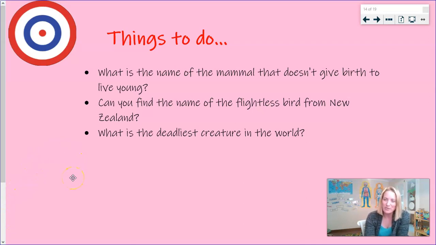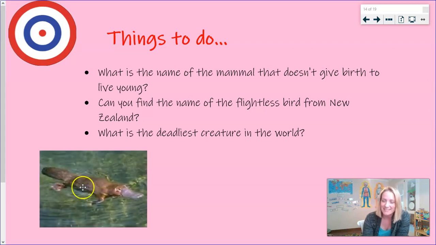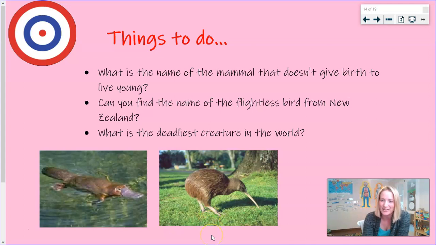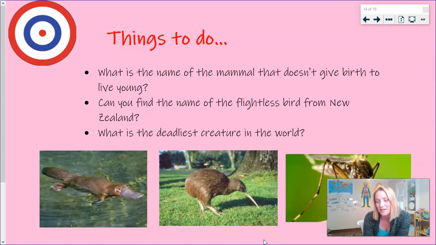The name of the mammal that doesn't give birth to live young, but in fact lays eggs, is the duck-billed platypus. What is the name of the flightless bird that comes from New Zealand? Well, we have the ostrich in Africa, Antarctica have the penguin, and New Zealand have the kiwi bird. And lastly, the name of the deadliest creature in the world. Often people will think it is some form of snake or reptile, but it is in fact the mosquito. And the mosquito, I'm afraid, spreads a disease called malaria, and that makes it the deadliest creature.